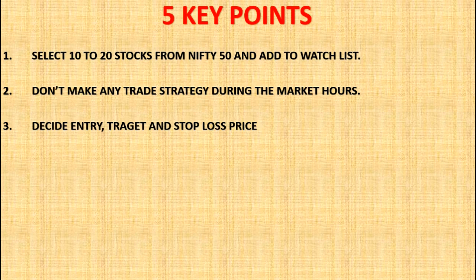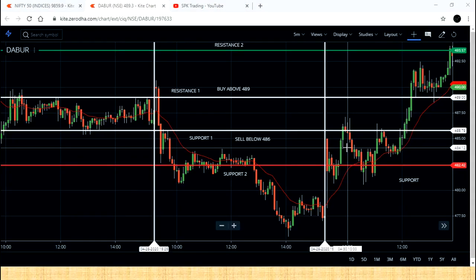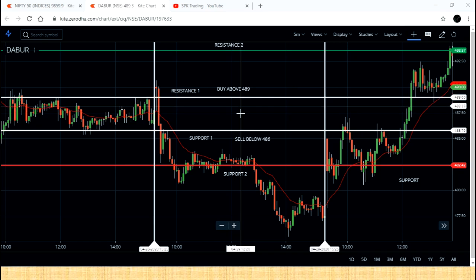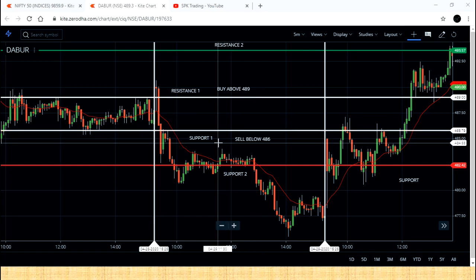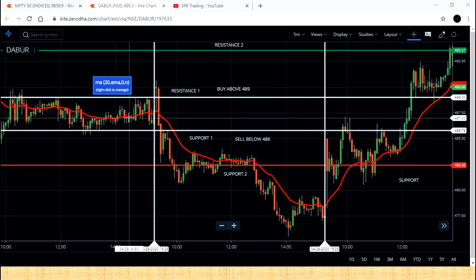Okay, so I'll show it on one double chart, a stock that I think we already suggested 2 days before, and it performed well. So I'll show it on the chart. Okay, so friends, this is the double chart. This stock we suggested around the 29th, we suggested buy above 489 and sell below 486, like that. I'll explain how to select this stock.